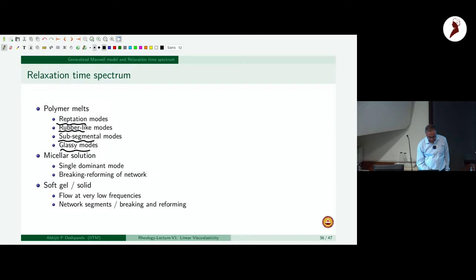And for micellar solution, as we discussed yesterday also, there's a single dominant mode, and there is a breaking of the network. And for soft gel solid, though it may not be experimentally accessible, if you do carry out work at low enough frequencies, there may be a flow at very low temperature, very low frequencies. And then there are, of course, network segment breaking and reforming.